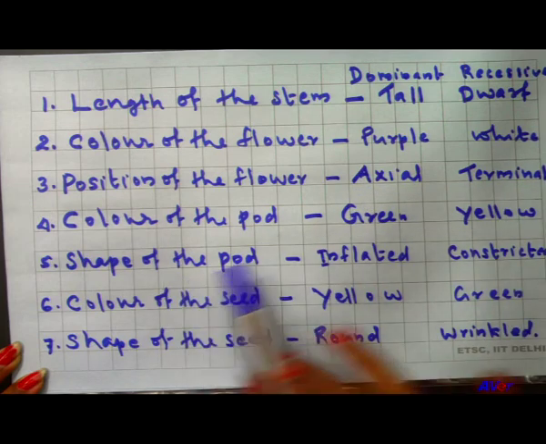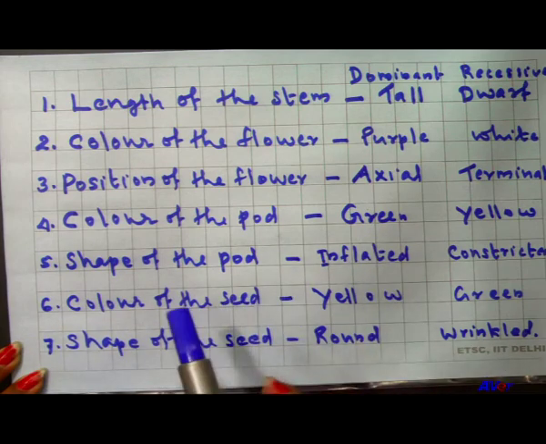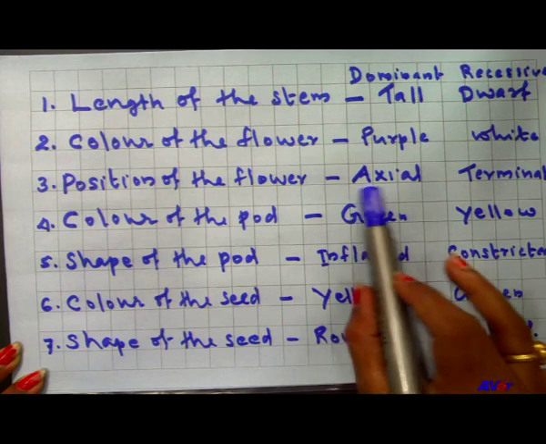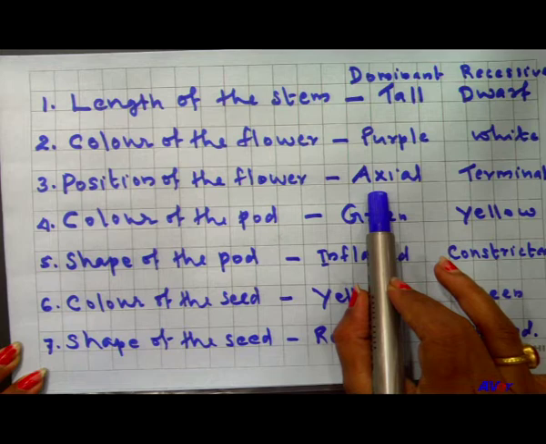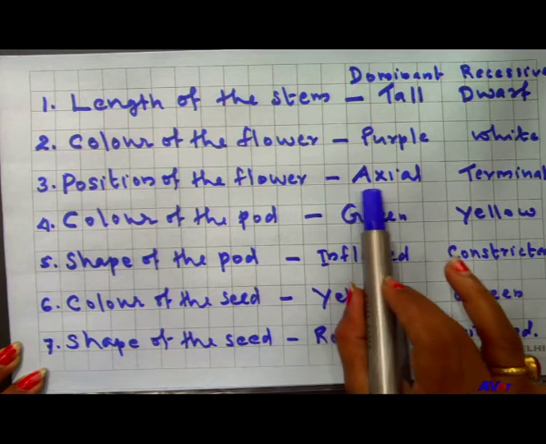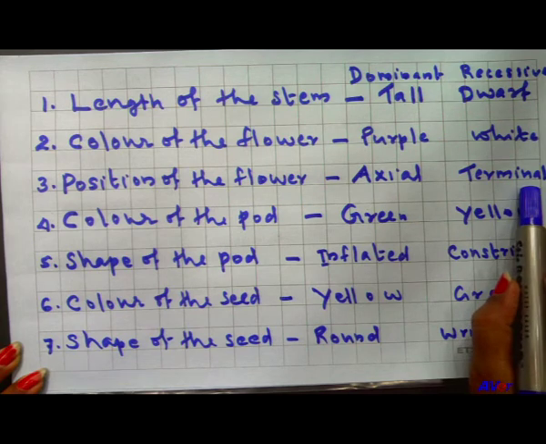Correlate this one, or memorize this one, which one is dominant and which one is recessive. You can use the correlation. In your alphabet, A comes first. So, A is dominant, that means axial is dominant here, and the other character, that is terminal.